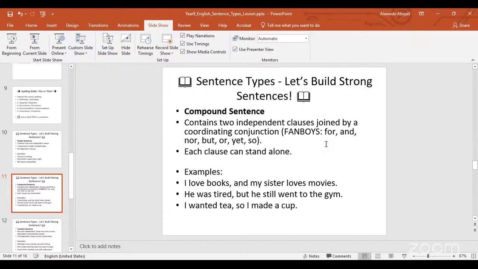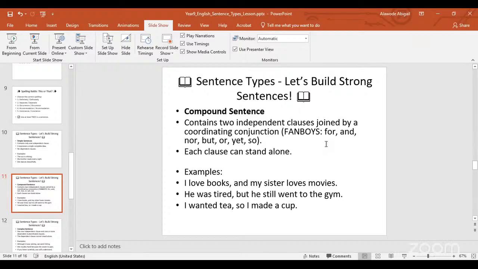So let's take fanboys again. Close your eyes. F is for, A is and, N is nor, B is but, O is or, Y is yet, and S is so. Fantastic. So that's fanboys. Anytime you see these joining two independent clauses, you can call it a compound sentence.